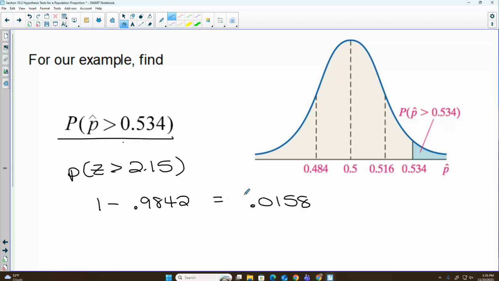Okay, I just think this is a little bit easier, because it's easier to look at that and say, oh, that's less than 5%, that's unusual. Yeah, and it just relates everything back to what we were doing before.